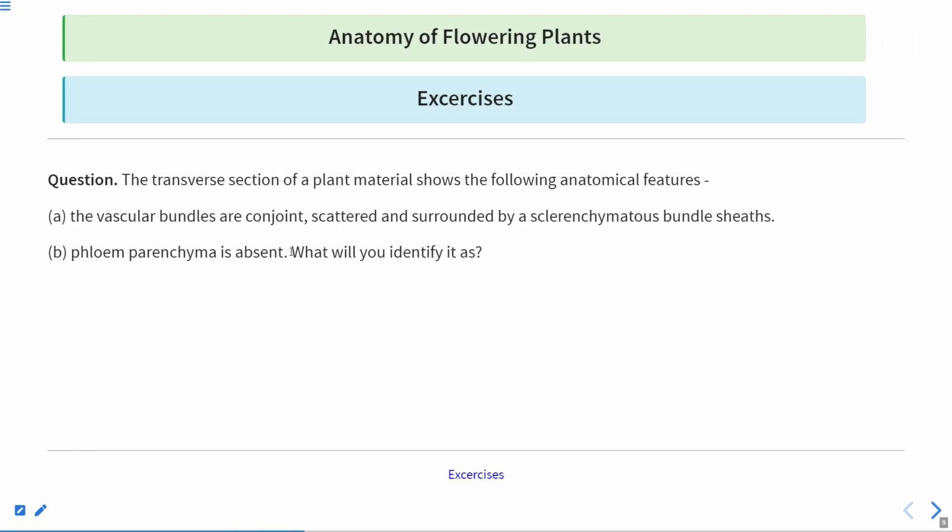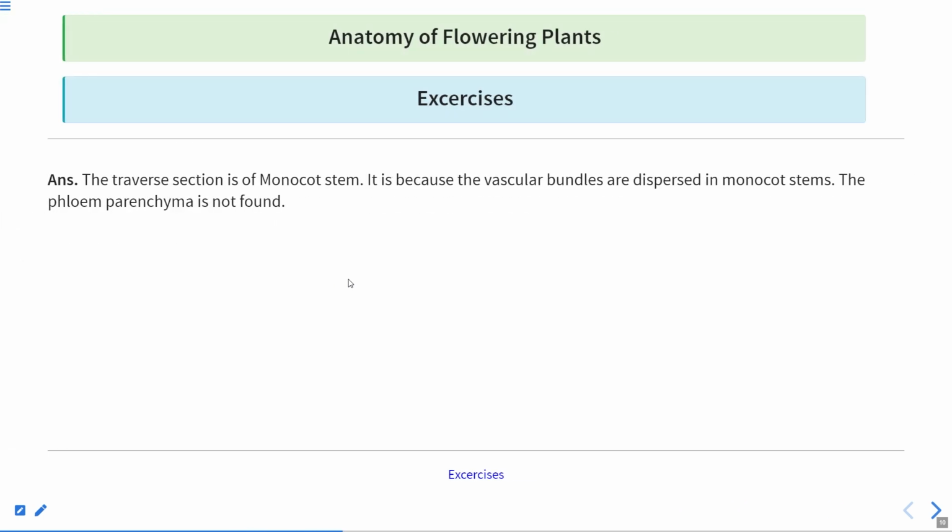Okay, so here comes the next question. The transverse section of a plant material shows the following anatomical features. Okay, so here we can see some of the anatomical features. A, the vascular bundles are conjoint, scattered and surrounded by the sclerenchymatous bundle sheath. And B, the phloem parenchyma is absent. And what will you identify it as? So when you see such anatomical features in the transverse section, the transverse section is of monocot stem.